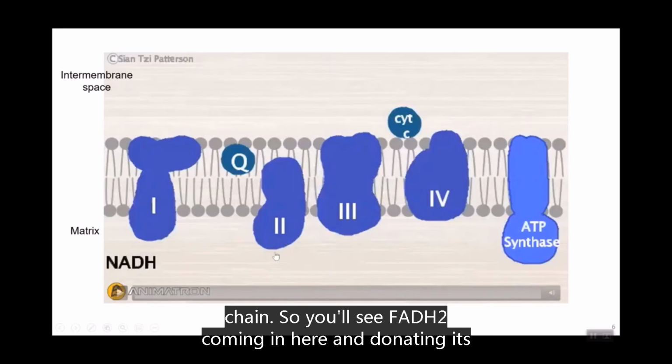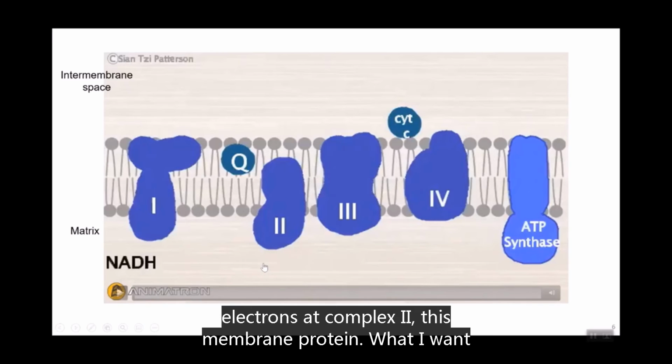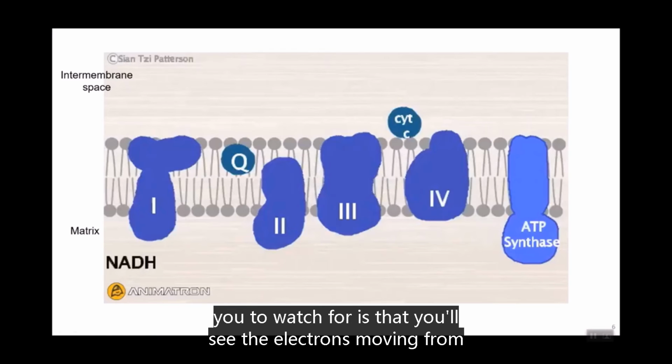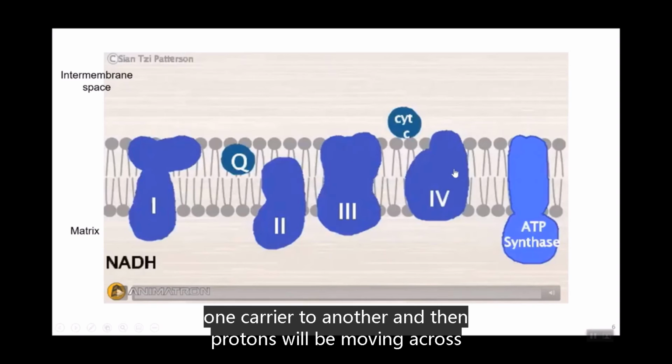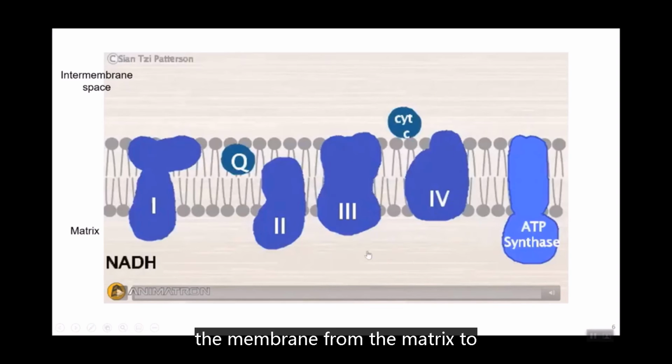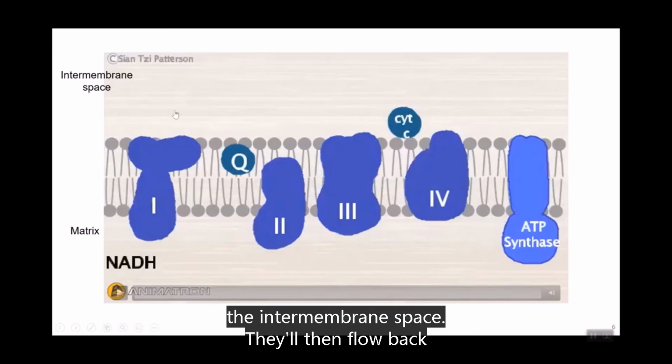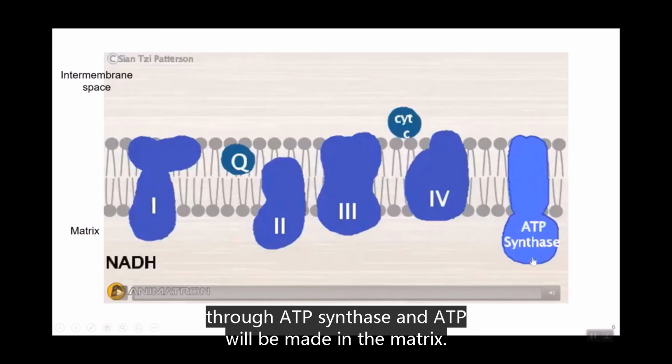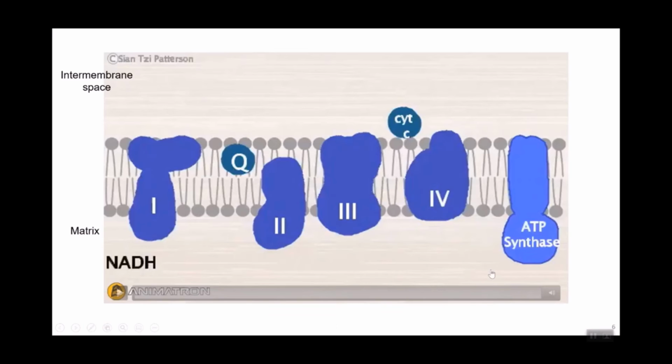So you'll see FADH2 coming in here and donating its electrons at complex 2, this membrane protein. What I want you to watch for is that you'll see the electrons moving from one carrier to another, and then protons will be moving across the membrane from the matrix to the intermembrane space. They'll then flow back through ATP synthase, and ATP will be made in the matrix.